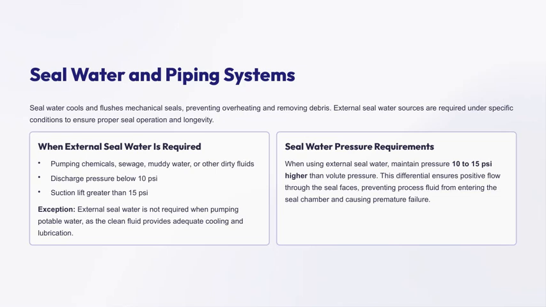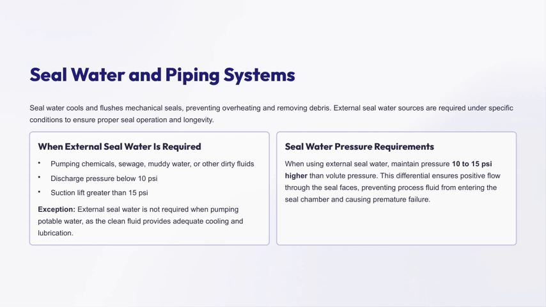Let's talk about seal water and piping systems. Seal water plays a vital role in cooling and flushing mechanical seals. This helps prevent overheating and removes any debris that might cause damage. Proper seal operation and longevity often depend on external seal water sources, especially under certain conditions. So, when do we actually need external seal water? Typically, when pumping chemicals, sewage, muddy water, or other dirty fluids.